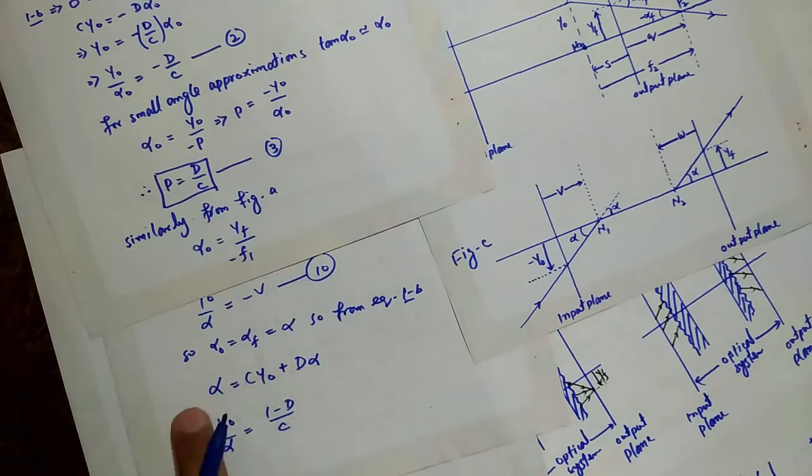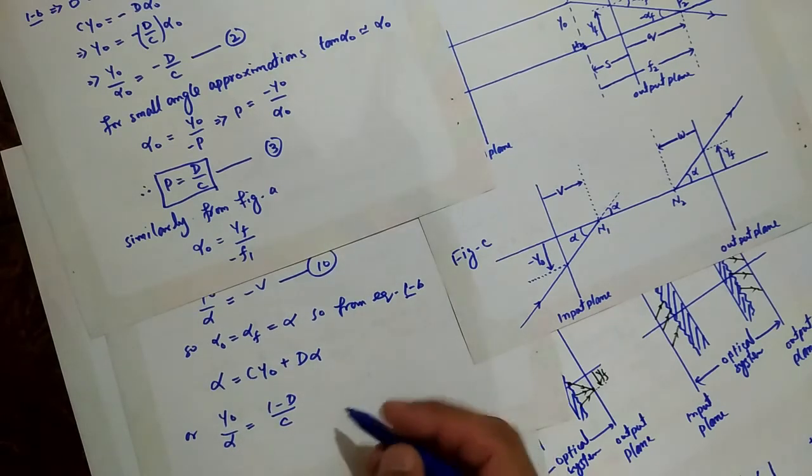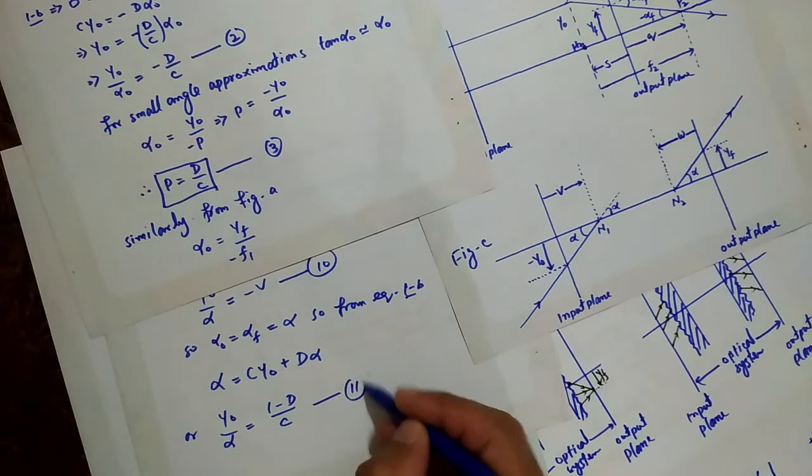Bring this term towards the left, it will be minus d over alpha, and then take alpha common from those two terms and bring it to the denominator with y naught. So you will get this equation. So this is equation number 11.